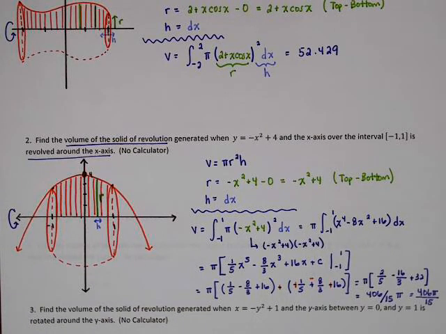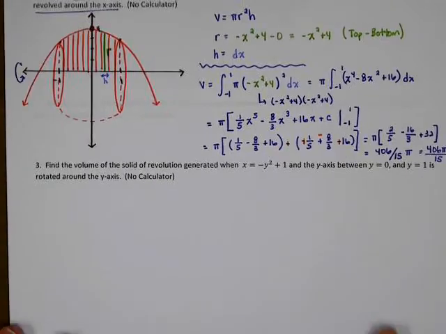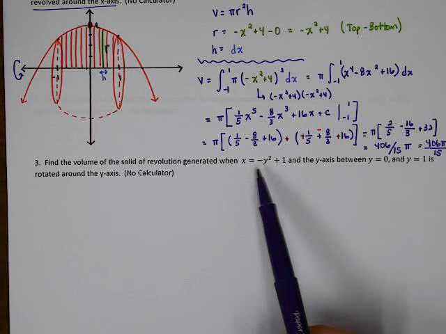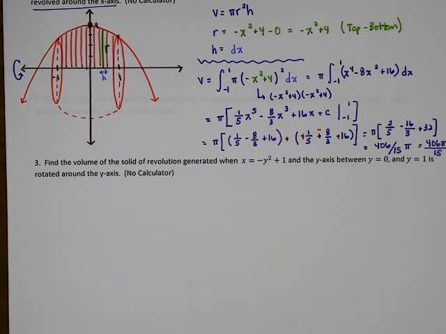Okay, we have one more problem that I definitely want to do in this video because it is a little bit different than the ones we've already done. For problem number 3, find the volume of a solid generated when x equals -y² plus 1 and the x-axis between 0 and 1 is rotated around the y-axis.